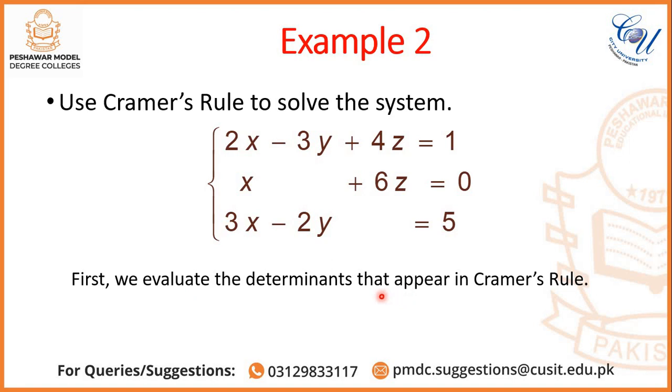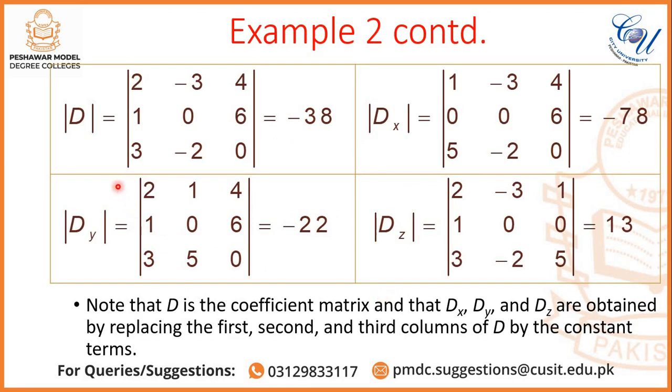So we will be finding the determinant first. Now we call the coefficient matrix D, so D determinant is equal to this coefficient matrix determinant, which is equal to minus 38. Now you solve it in your notebooks and check whether it is minus 38 or not. It is non-zero, so the solution is possible.